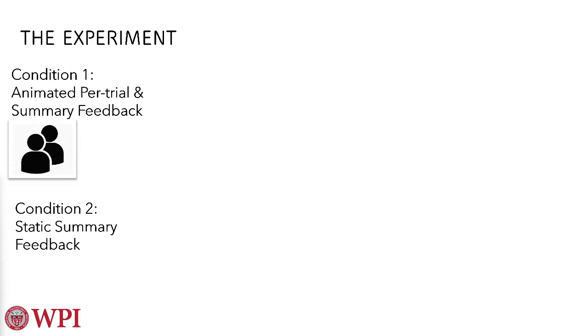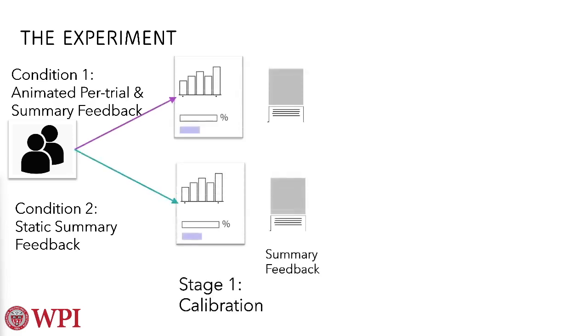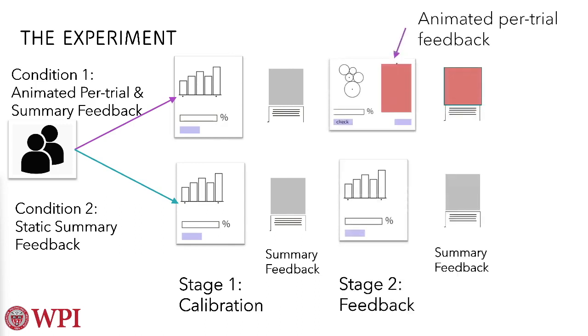We launched a crowdsourcing online experiment through Prolific. Here is the experiment flow. There will be two conditions. Condition 1 is the one with per-trial and summary animated feedback, and condition 2 is the one without per-trial animated feedback. Each participant will be assigned to one condition randomly. On the calibration stage, which is stage 1, everything is identical between the two conditions. They will take the graphical perception experiment without any feedback provided, and they will receive summary feedback at the end of Stage 1.